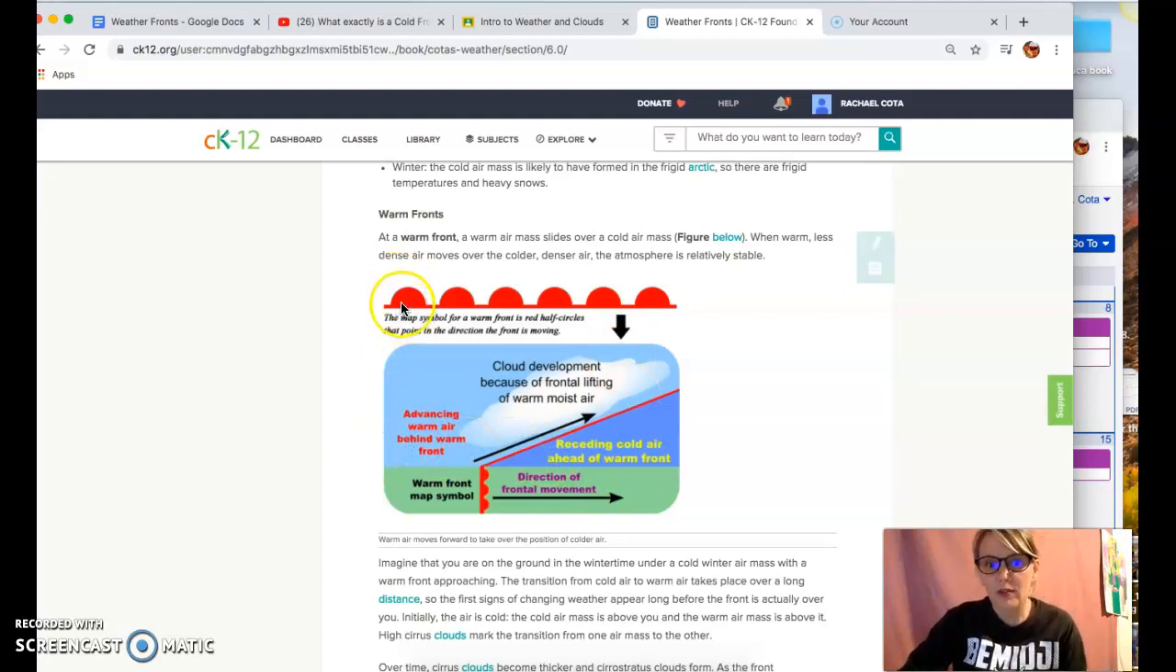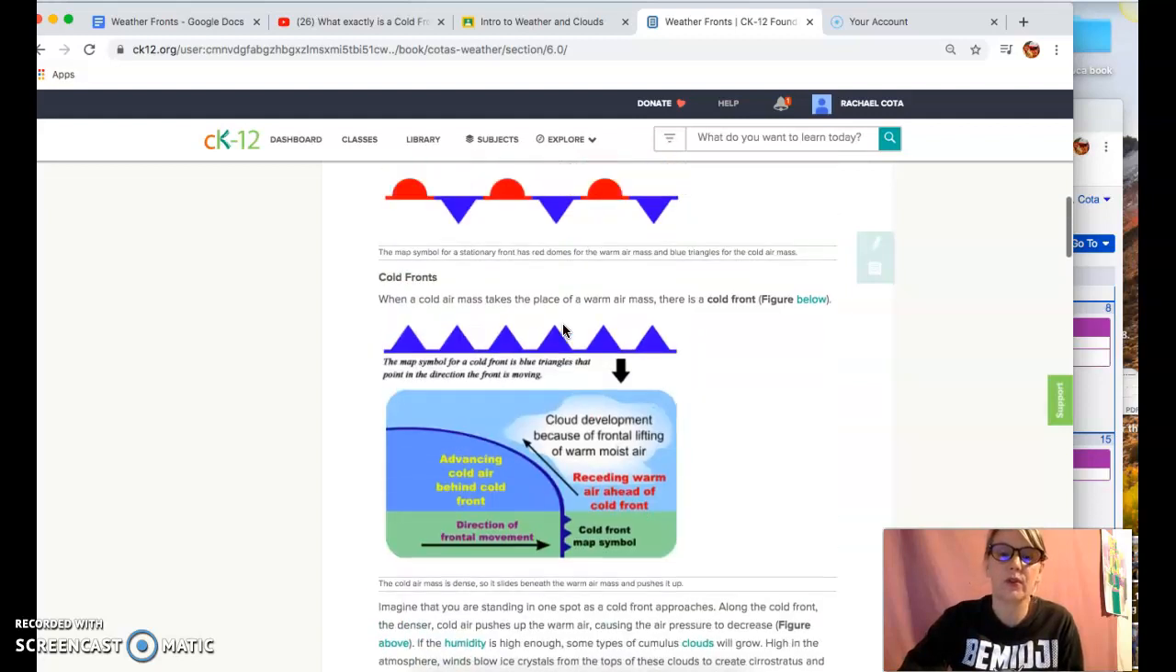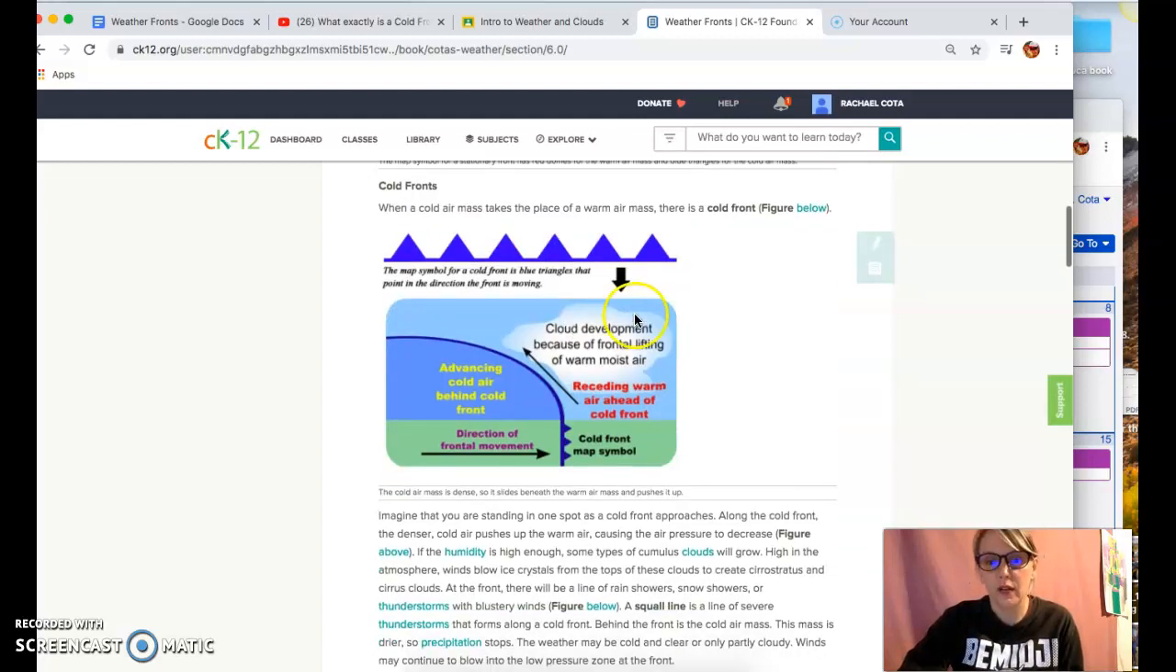Weather fronts are always named after the air mass that is taking over. So if you've got cold air right here and a warm front is coming, you are replacing this cold air with warm air. And the opposite is true with the cold front. You're hanging out here in warm air, a cold front comes, and after the cold front passes, you're going to be left with cold air.